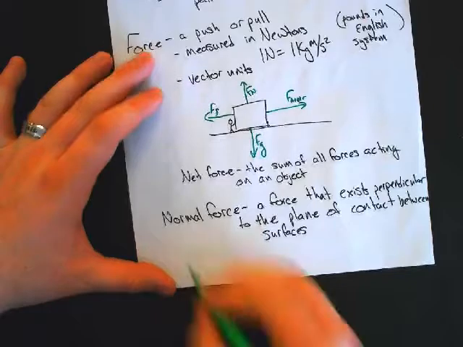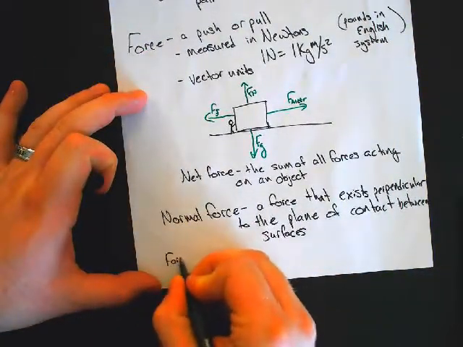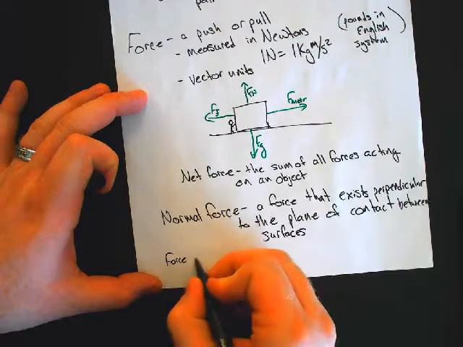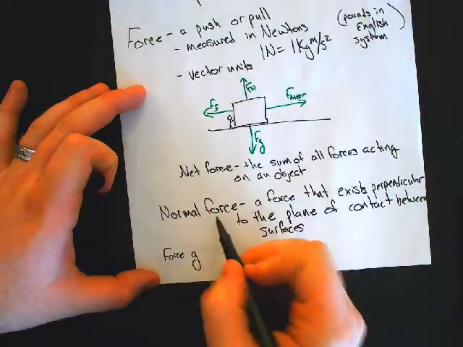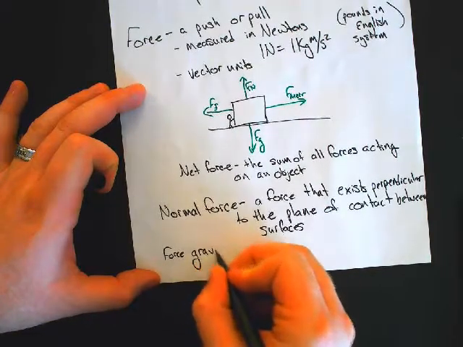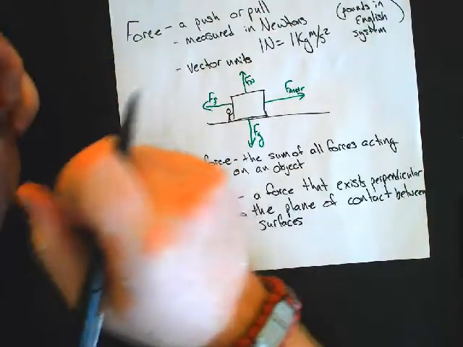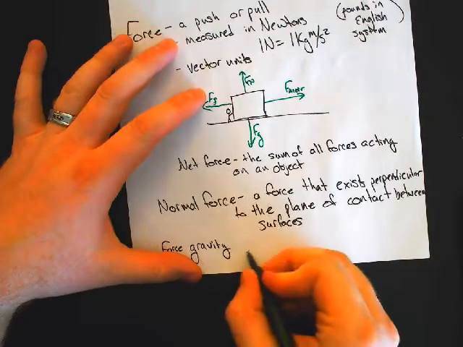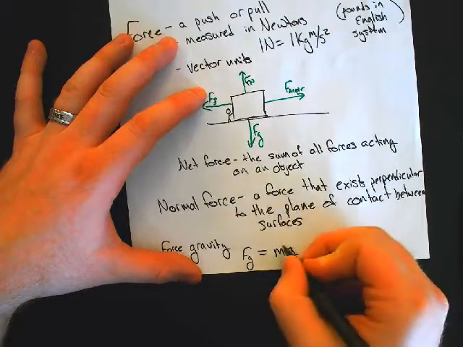Let's talk force of gravity quick. Fn, force normal. Force of gravity. Gravitational force in all cases is calculated as force of gravity is equal to the object's mass times gravity.